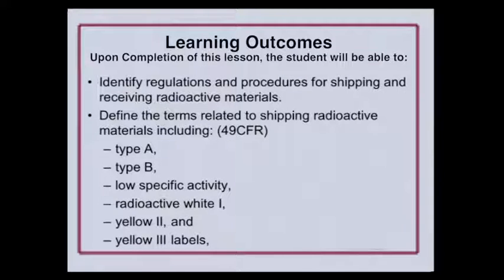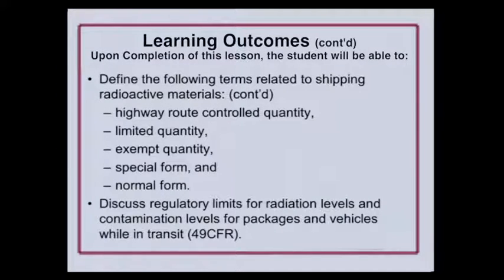Radioactive White 1, Yellow 2, and Yellow 3 labels. Specific labels used at specific times. We're going to talk about that. Highway route controlled quantity, limited quantities, exempt quantities, special form and normal form. And then the regulatory limits for rad levels and contamination levels. Again, we touched on that when we talked about receiving radioactive shipments or receiving radioactive material. And we'll hit this again from a 49 CFR standpoint.